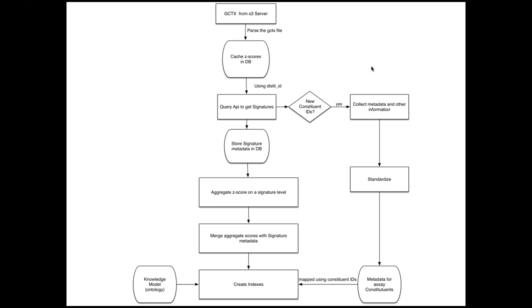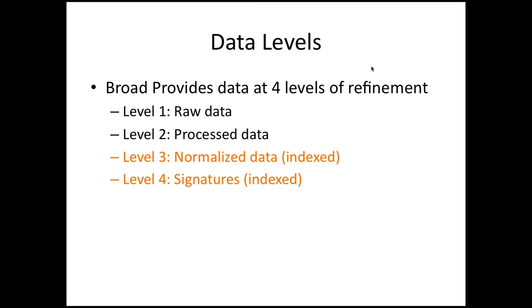Broad provides L1000 data in four different levels. One is raw data, two is processed, then normalized data, and then the signatures. Normalized data is at the replicate level, and the signatures are a group of all the replicates together. They make it as a signature. So there are four different levels that Broad provides us.